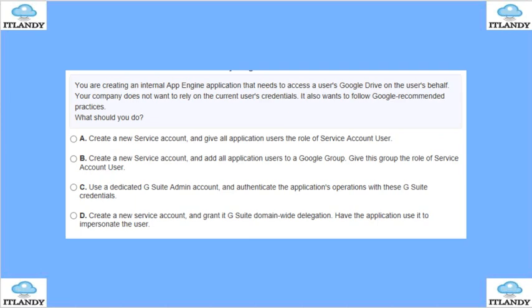A. Create a new service account and give application users the role for service account. B. Create a new service account and add all the application users to a group. Give the group the service account role. C. Use a dedicated G Suite admin account and create a new service account and grant G Suite domain delegation. The answer basically is A. Create a new service account and give all the application users the role of service account users. Okay.